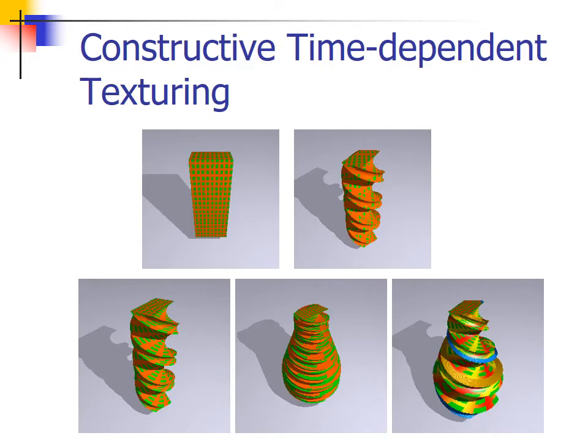This slide shows such an approach as constructive time-dependent texturing. We can apply additional deformations of geometry of the model and properties inside the object and get a different resulting shape with different texture. In this example we have a parallelepiped, top left image, and a sequence of transformations, next images.